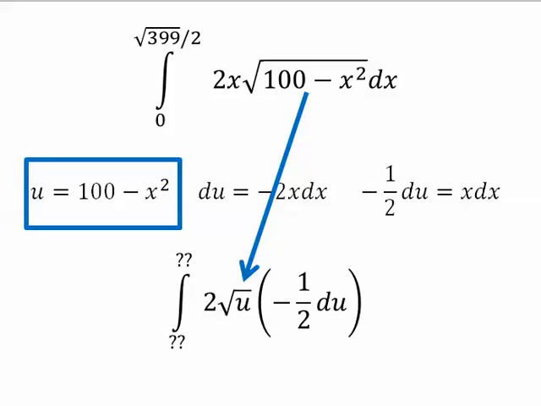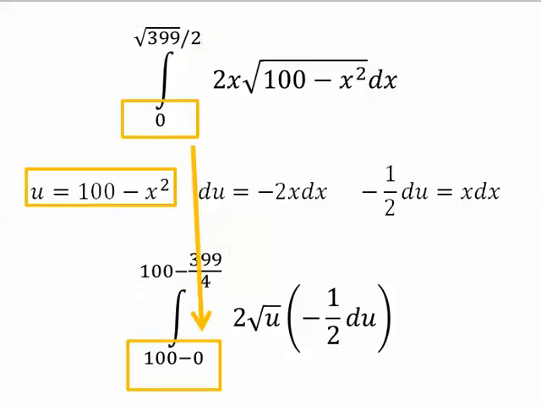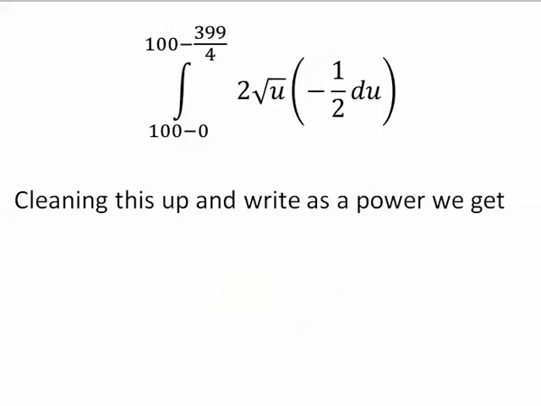What are we going to trade in for the bounds? Well, if you keep in mind that the new bound is 100 minus x squared, then we take the upper bound, we square it, and we subtract that value from 100 to find the new upper bound. Likewise, if the lower bound is 0, then the new lower bound is 100 minus 0 squared. And we have some cleaning up to do. We're going to bring out the negative, we're going to rewrite the power, and we're going to clean up the bounds as well.